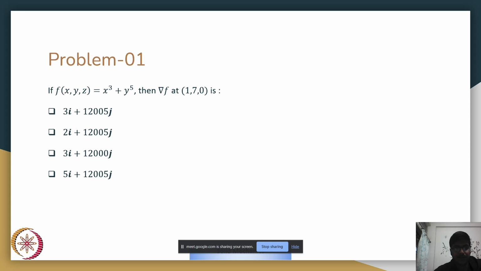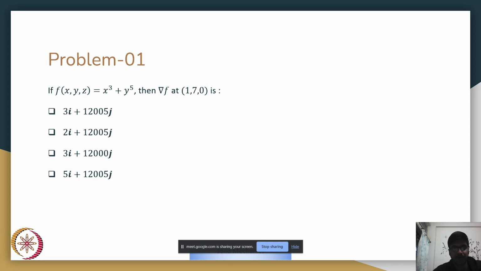So here is our first problem. We are given f of x, y, z equal to x cubed plus y to the power 5. So can someone quickly comment what f is? Is it a vector field or a scalar field? I think in the first lecture itself, scalar fields are covered. So this is part of scalar field.